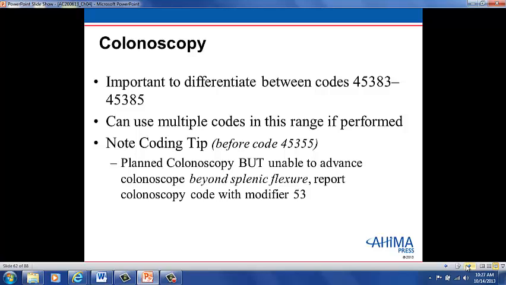The questions that should be answered before a code is assigned for an endoscopy are: was the diagnostic endoscopy performed as part of the surgical endoscopy? And if so, only the surgical endoscopy should be coded. What was the purpose of the endoscopy? And what approach was used to insert the endoscope?